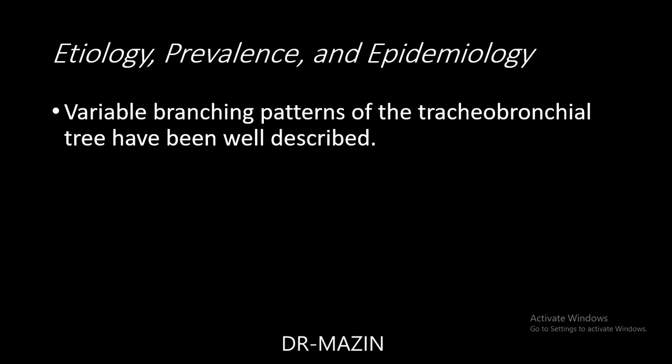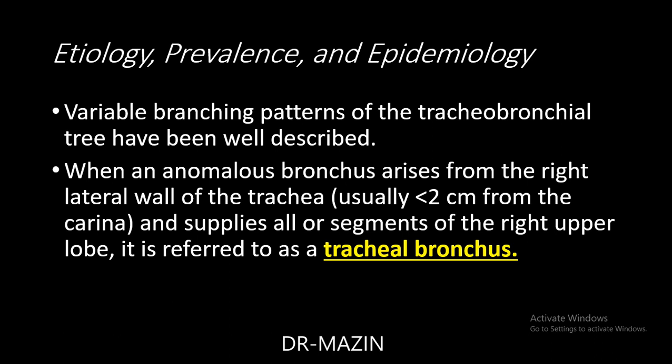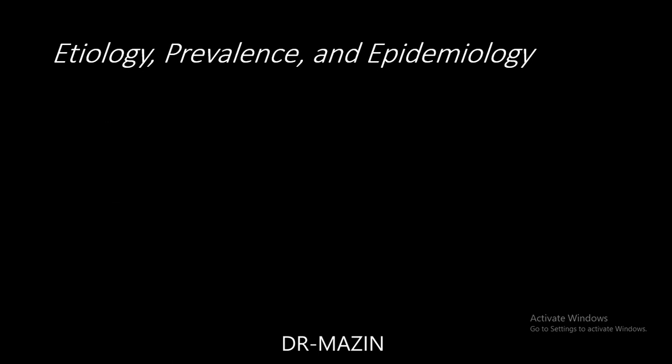The etiology, prevalence and epidemiology of the tracheal bronchus. Variable branching patterns of the tracheobronchial tree have been well described. One of the most important of these branching anomalies is the tracheal bronchus, when a bronchus arises from the right lateral wall of the trachea, usually less than 2 centimeters from the carina, and supplies all or a segment of the right upper lobe. This is referred to as the tracheal bronchus.